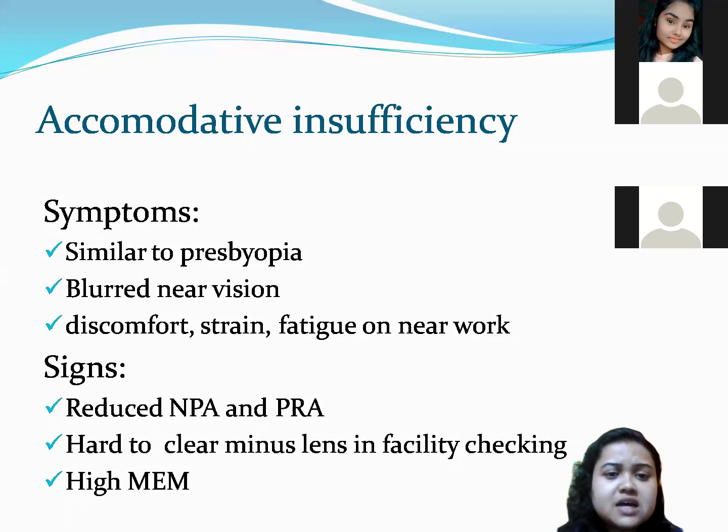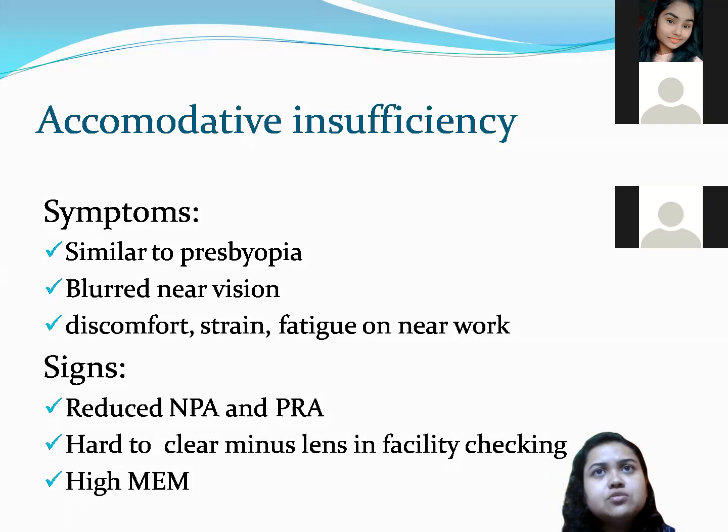So if the patient is having an accommodative insufficiency, there will be a higher lag of accommodation in the MEM value. There will be a reduced near point of accommodation, a reduced amplitude of accommodation. There will be reduced PRA values, positive relative accommodation values. And there will be a higher lag of accommodation in the MEM retinoscopy, that is the dynamic retinoscopy. So these are the parameters.